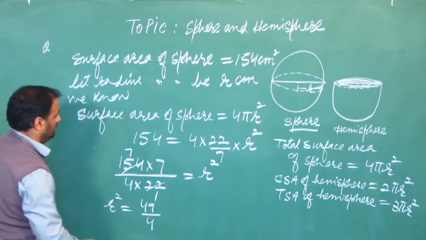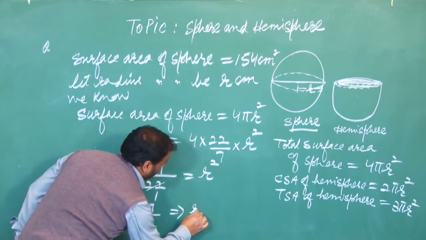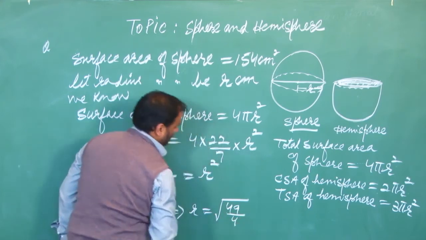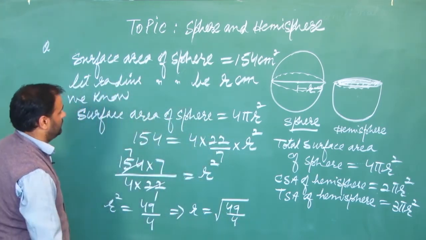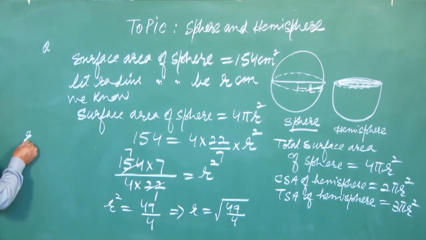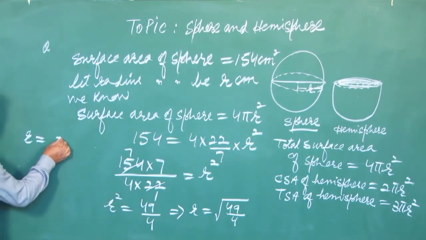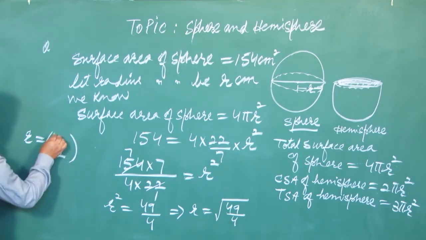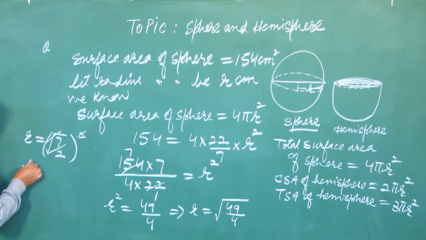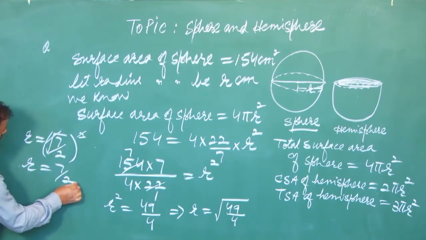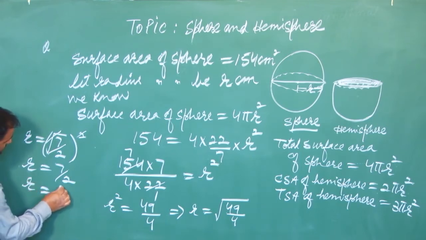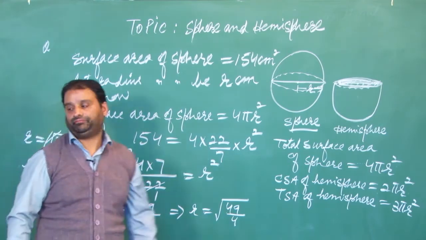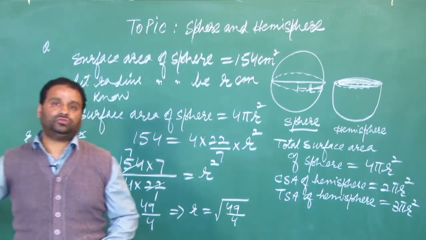Now, when you find the square root, r is equal to square root of 49 by 4. 49 is the square of 7, and 4 is the square of 2. So, square and root is cancelled. The radius becomes 7 by 2. So, the radius of that sphere is 3.5 centimeter. Hope you understand the question and its solution also.